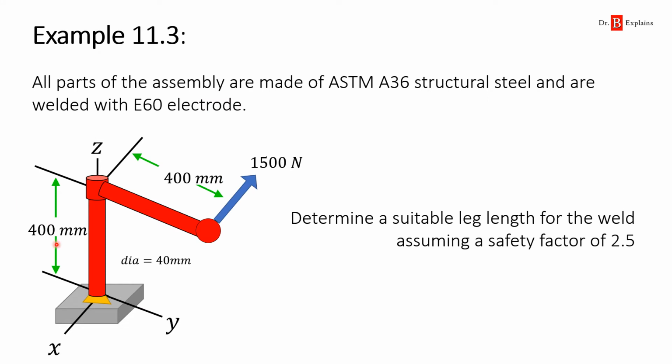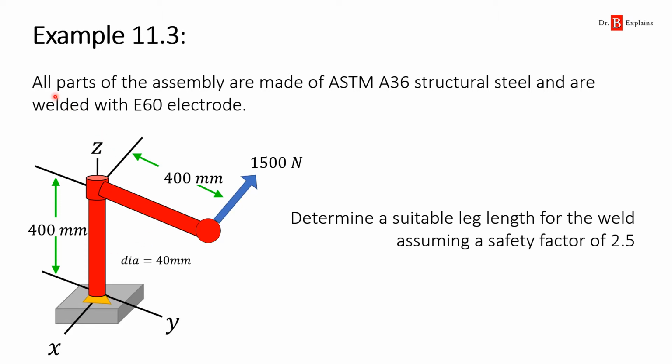What do we have? We have this tubular member. It is 400 millimeters tall, and there's an arm attached to it. It's 400 millimeters long, and at the end of the arm, there's a force being applied of 1,500 newtons parallel to the x-axis, but pointing towards the negative x-axis. What we want to figure out is essentially what is the weld leg length? What's the size of the weld that needs to be over here to keep this guy in place?